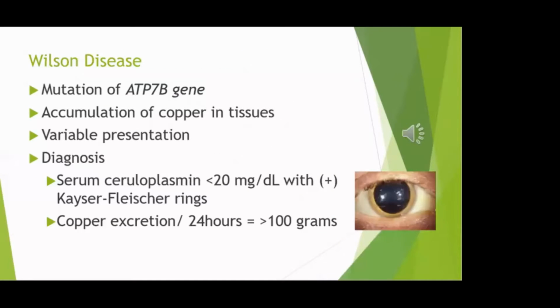Okay, so Wilson's disease is a mutation of the ATP7B gene, and there's accumulation of copper in the tissues, and it has a variable presentation. The diagnosis is clinched by the presence of ceruloplasmin greater than 20 milligrams per deciliter with the presence of Kayser-Fleischer rings. So copper excretion for 24 hours is usually more than 100 grams.